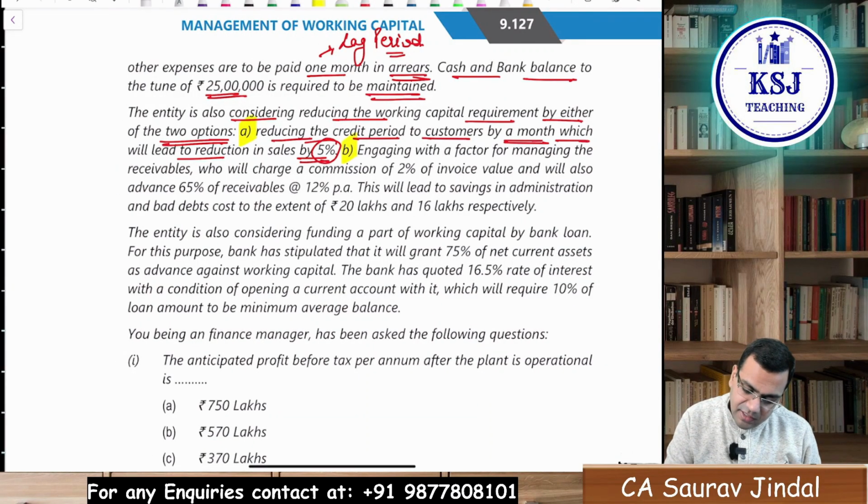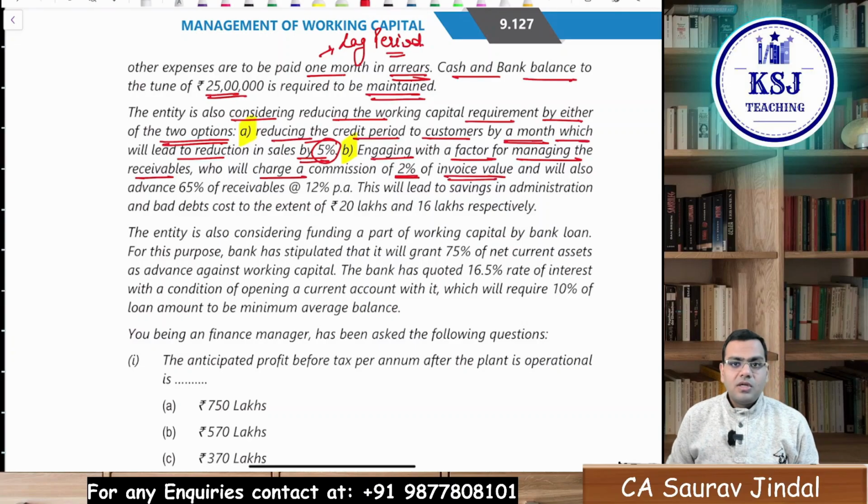Second option that they are thinking of is engaging with the factor for managing the receivables, who will charge a commission of 2% of the invoice value. They say, let's hire a factor. Now factor will not provide the services free of cost. The factor will charge a commission of 2% and will also advance 65% of the receivables at 12% per annum.